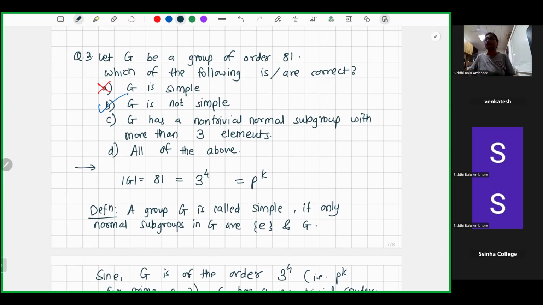We are heavily using that statement that every group of order p power k has a non-trivial center. We are using that statement a lot. And so this one is gone. Now we have to check whether it is true that G has a non-trivial normal subgroup with more than 3 elements. Can we conclude this? Can we use any of the theorems which we saw earlier?